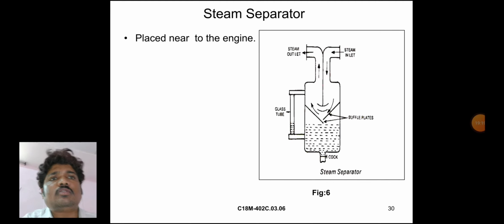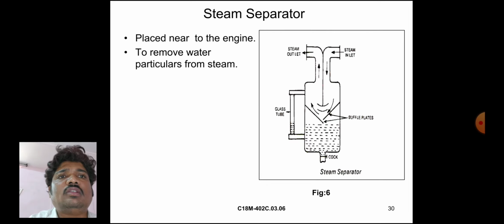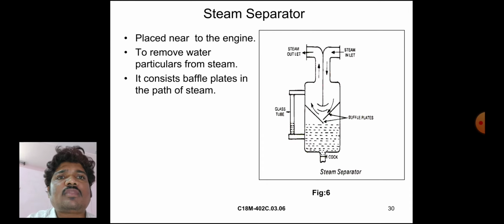Next we discuss the steam separator. This steam separator is placed near the engine to remove water particles from steam. It consists of baffle plates in the path of steam.